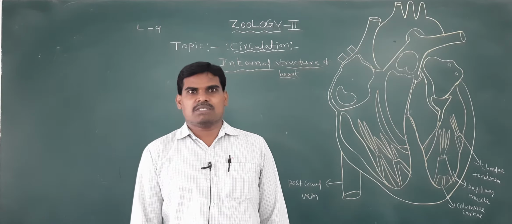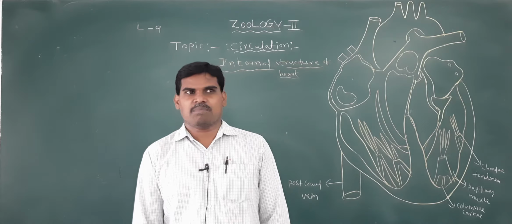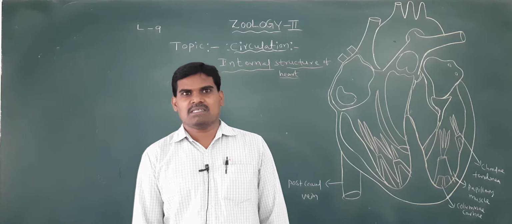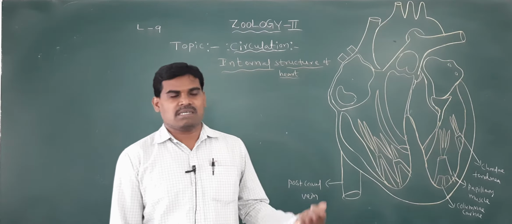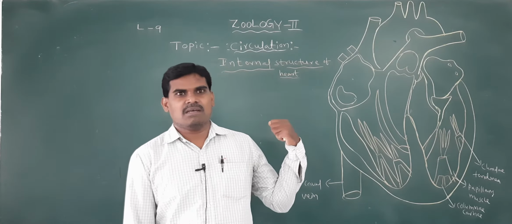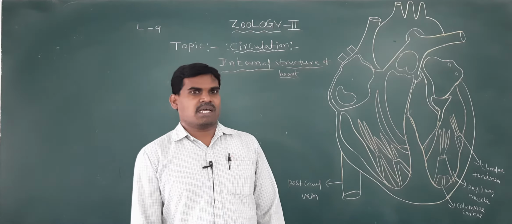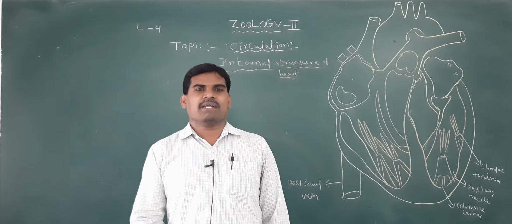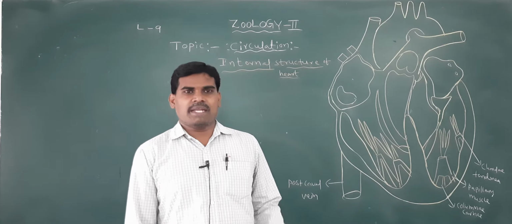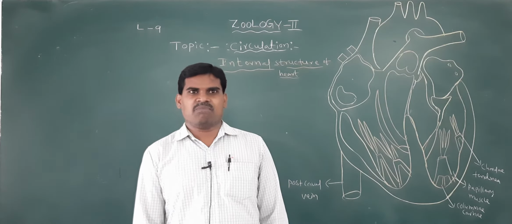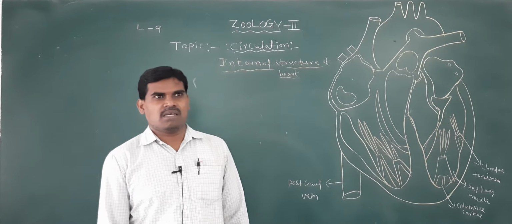Today we will discuss the circulation topic. I already told you about circulation in the previous class, which we discussed, including the types of circulation. So how many types of circulation are there? And how many heart chambers are there, from fishes to mammals? We discussed that in the last class.